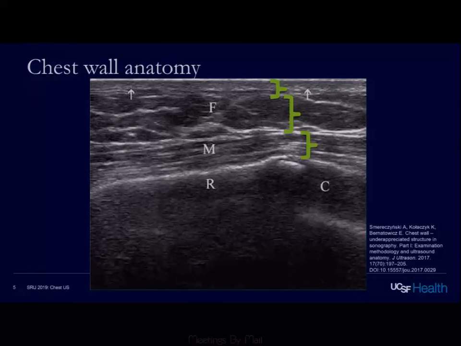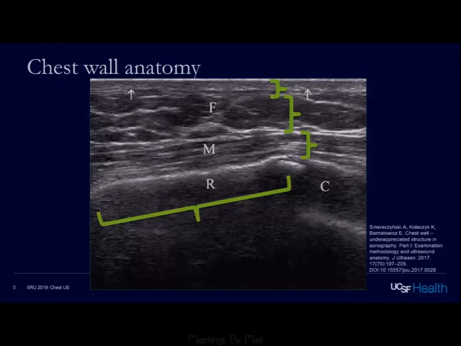The ribs, you can actually see pretty well on ultrasound. They cause posterior acoustic shadowing and have a bright linear acoustic interface, and that corresponds to the anterior cortex. And the costal cartilage is just adjacent to that, also hypoechoic, but unlike the ribs, you can actually make out the posterior border of the costal cartilage.